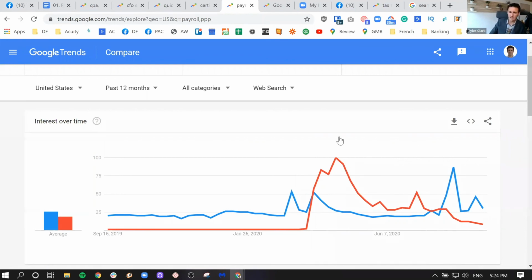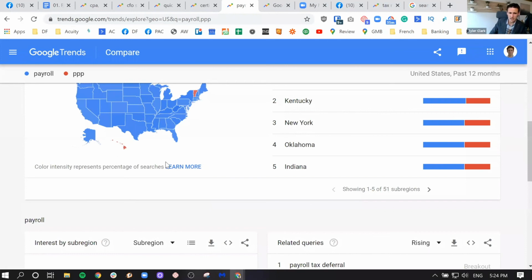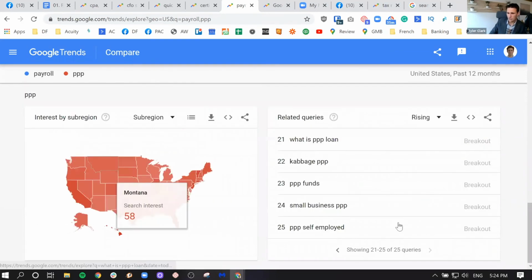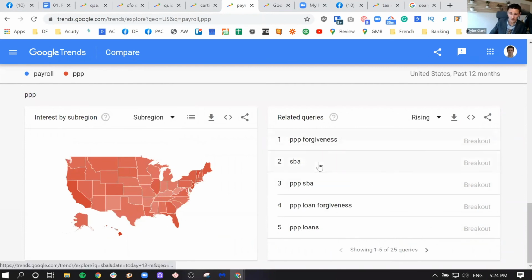Similarly, if we come down here and look at the interest for PPP, you can see what this is. What is PPP loan? Oh wait, sorry, I skipped forward. PPP forgiveness. So, how do I not give this money back, right? Pretty ridiculous, but of course that would be number one. SBA, PPP, SBA, loan forgiveness. That's two separate ones for the top four.